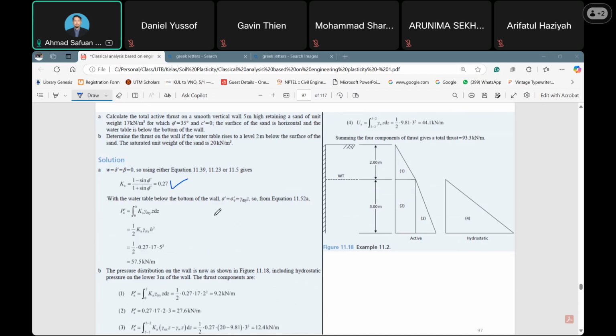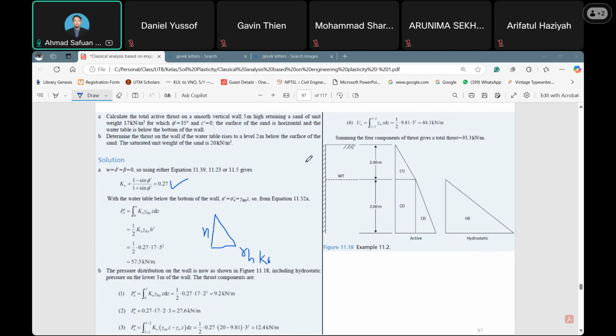As I mentioned before, it's a single type of material, so this will be gamma H, and this will be your H. Then for the horizontal component, we obtain 57.5. That is for A.